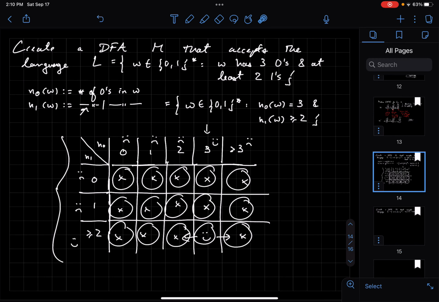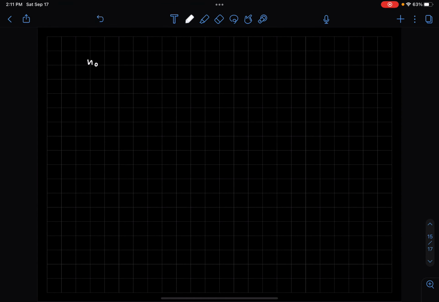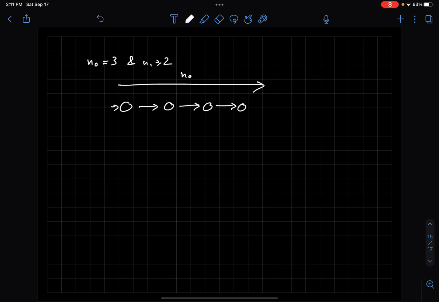Let's write a proper DFA. Again, remember, I care about the number of zeros being 3, and the number of ones being greater than or equal to 2. You can think of this as one axis. In this axis here, I'm encoding the number of zeros, and in this axis here, I'm encoding the number of ones. So here is my transition for zeros. Here I have 3 zeros. If I have more than that, then I'm just going to reject.